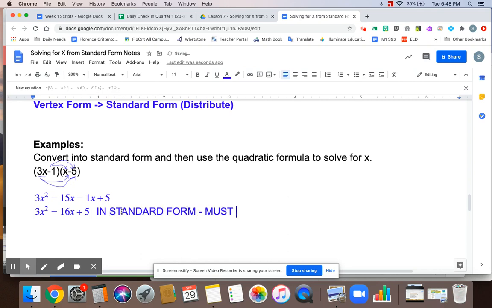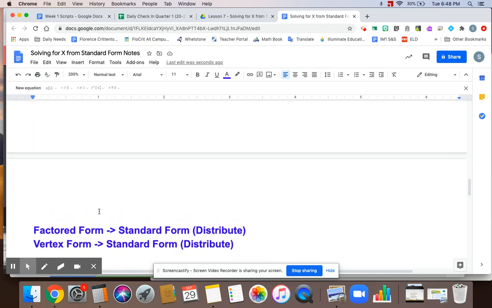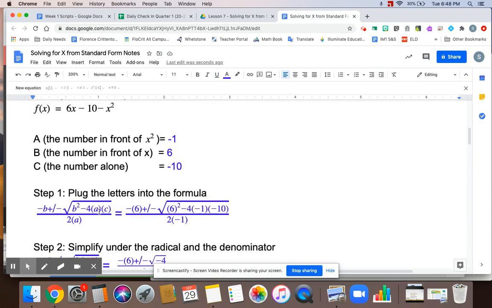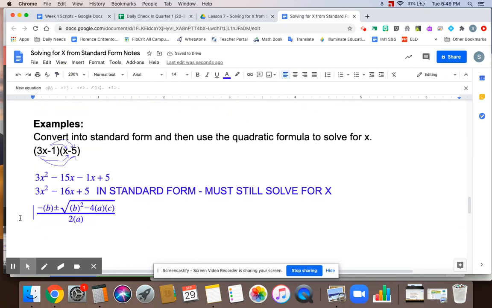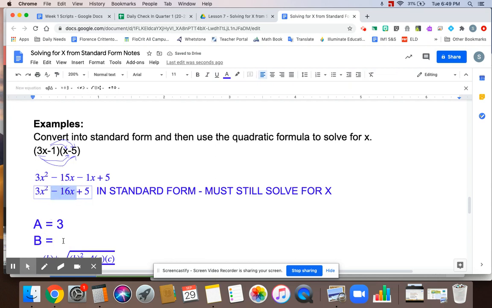However, we must still solve for x. And since we're in standard form, how are we going to solve for x? Well, we're going to use the quadratic formula. So I'm going to go ahead and come up here and grab the blank quadratic formula. All right, so to use the quadratic formula, I first have to pull out my a, b, and c. What is a? It's 3. What is b? Negative 16. And then what's c? 5.